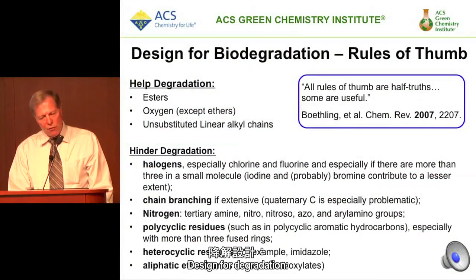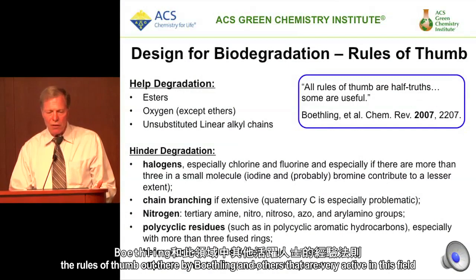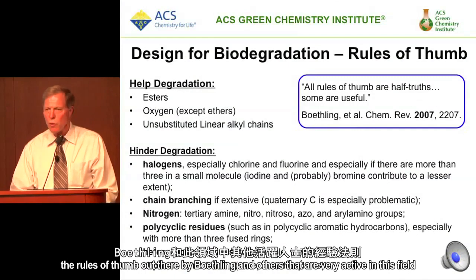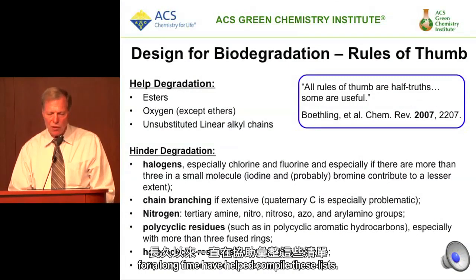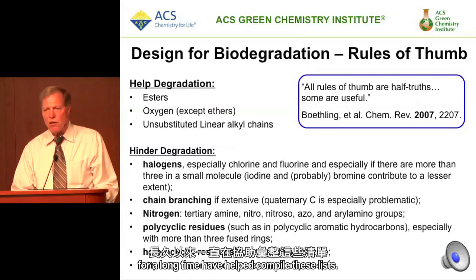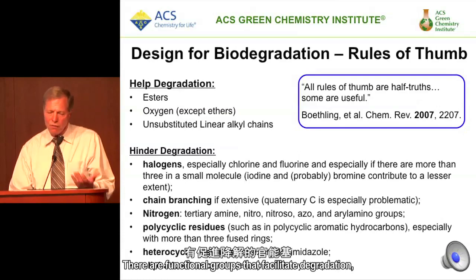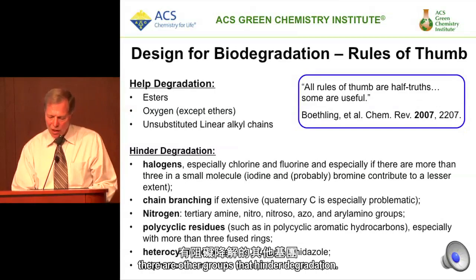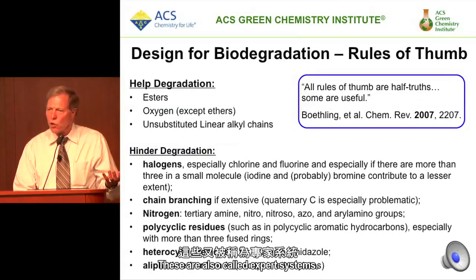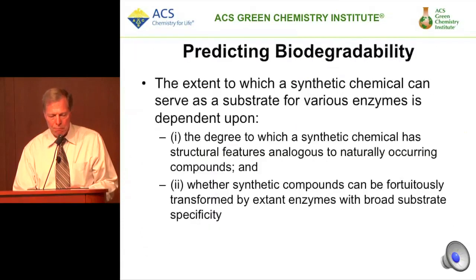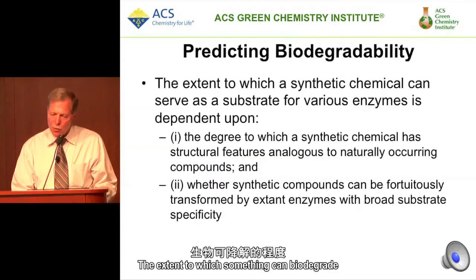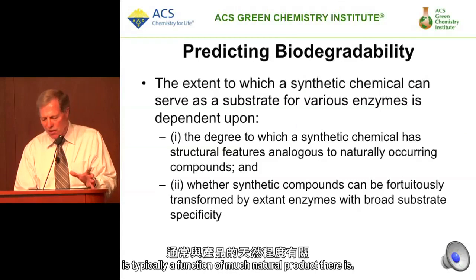Okay, so for design for degradation, there are rules of thumb out there, and Bob Boethling and others who have been very active in this field for a long time have helped compile these lists. So there are functional groups that facilitate degradation. There are other groups that hinder degradation. These are also called expert systems. The extent to which something can biodegrade is typically a function of how much of a natural product there is.